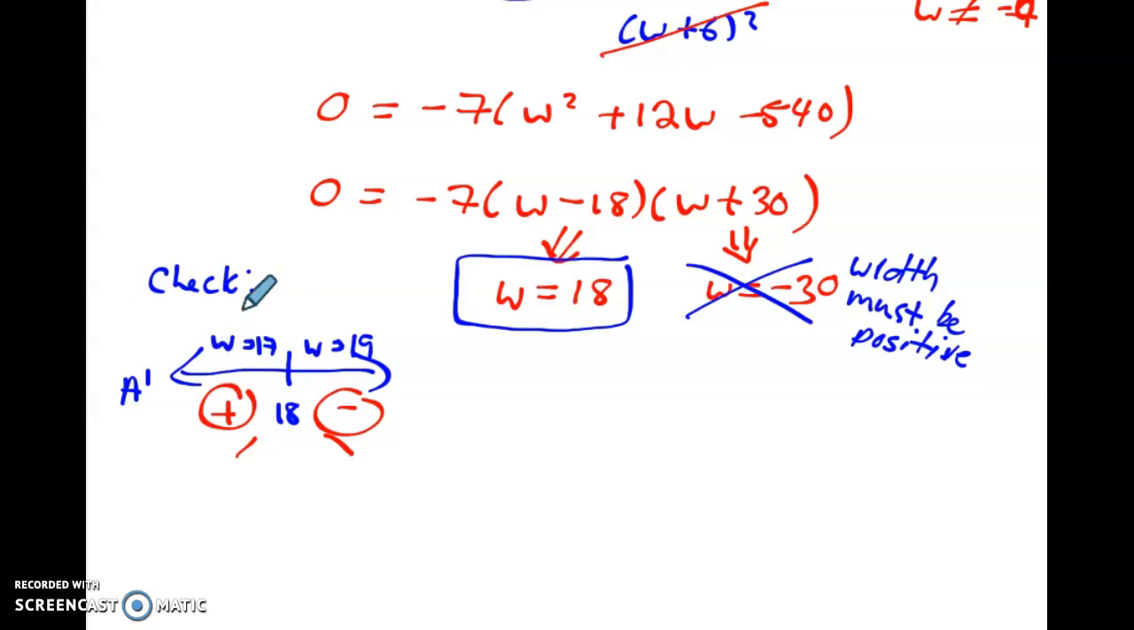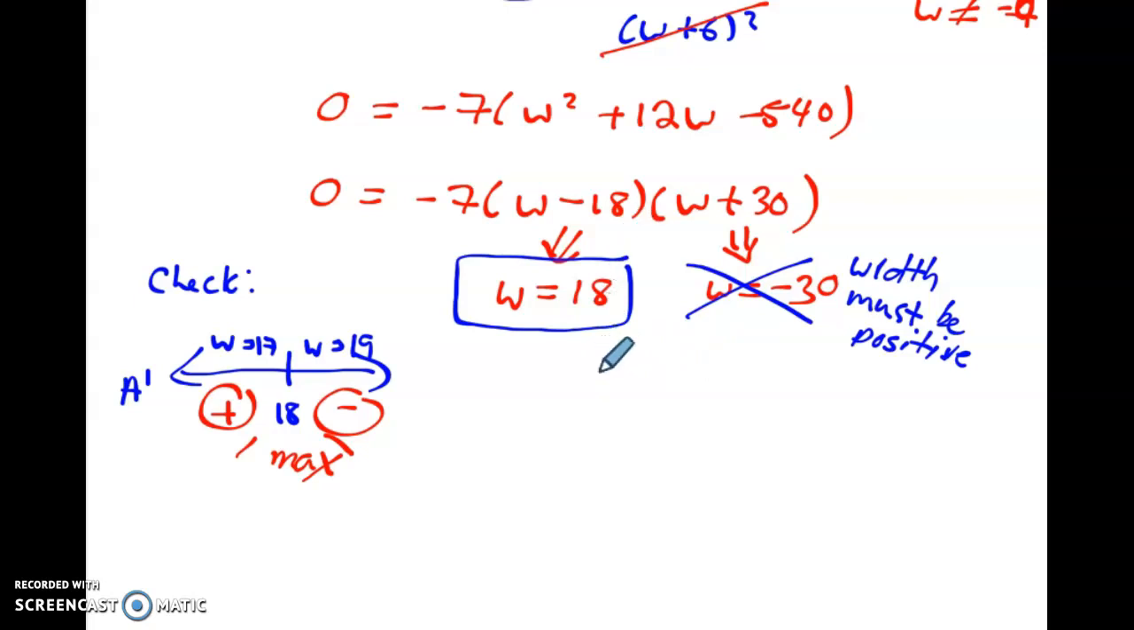Using our sign line, if we check on either side of the width of 18, so a width of 17 and a width of 19, and plug that into our area derivative, we do get that it's increasing and then decreasing, so that would mean that there is a maximum.